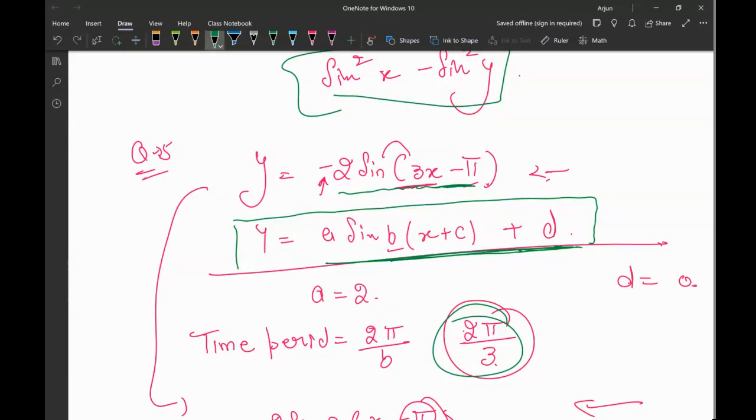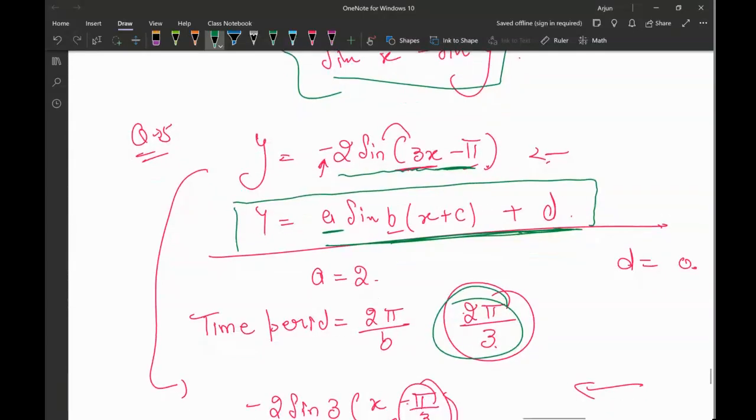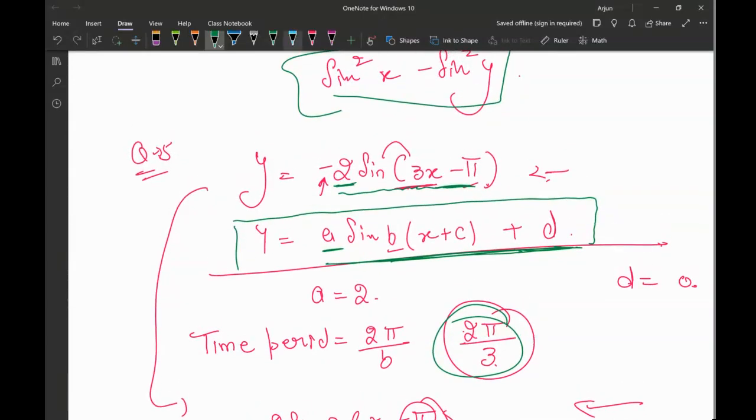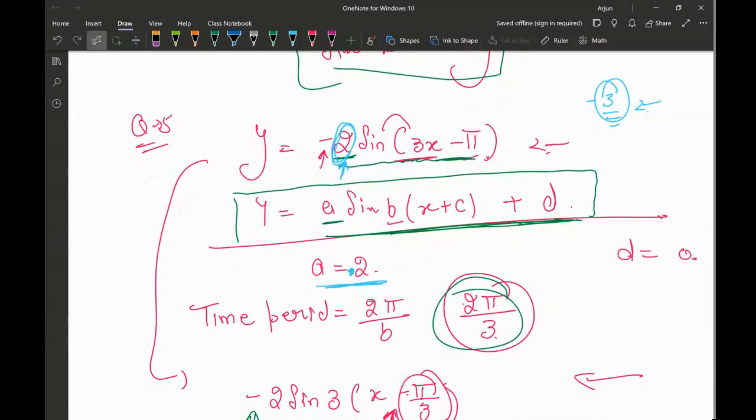Now A is the amplitude. So the amplitude comes out to be 2. This is where a lot of students make a mistake, where they end up taking the amplitude as minus 2. This is not minus 2. This minus is going to represent the reflection. So you're only going to take the number, purely the number, for representing the amplitude. It can be minus 2, minus 3, minus 4, but you're only going to take the number there. Okay, so we got the amplitude value, and then the time period. Time period is 2 pi upon b.